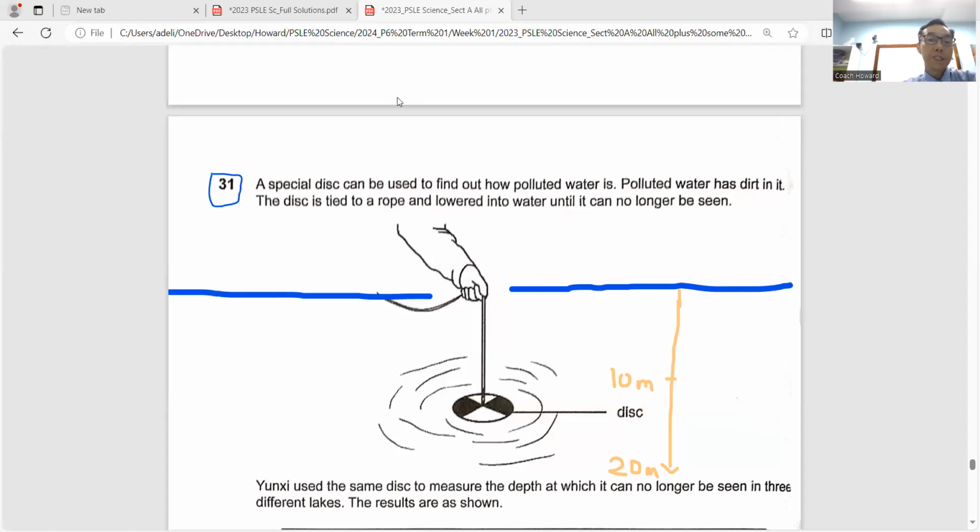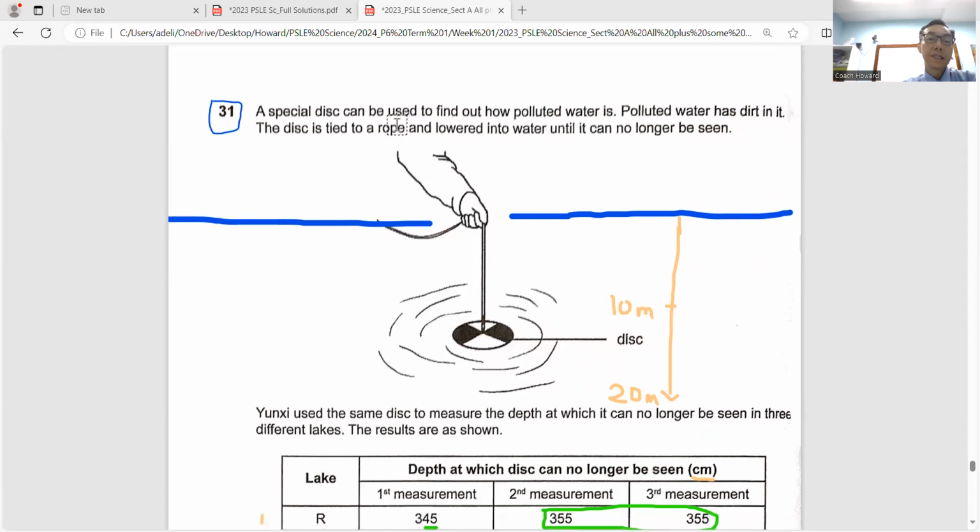Okay, let's look at question 31. It says that a special dish can be used to find out how polluted water is. Polluted water has dirt in it. The dish is tied to a rope and lowered into water until it can no longer be seen.